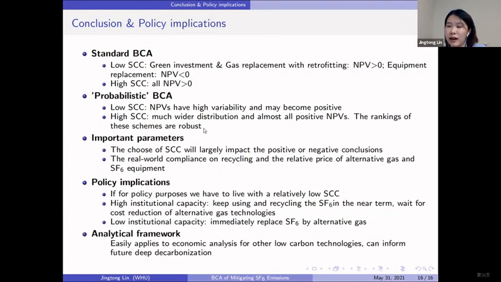And lastly, our type of analytical framework is very useful. It can be easily applied to economic analysis for other low carbon technologies and can inform future decarbonization. And the above is our presentation, and we can open for discussion now.